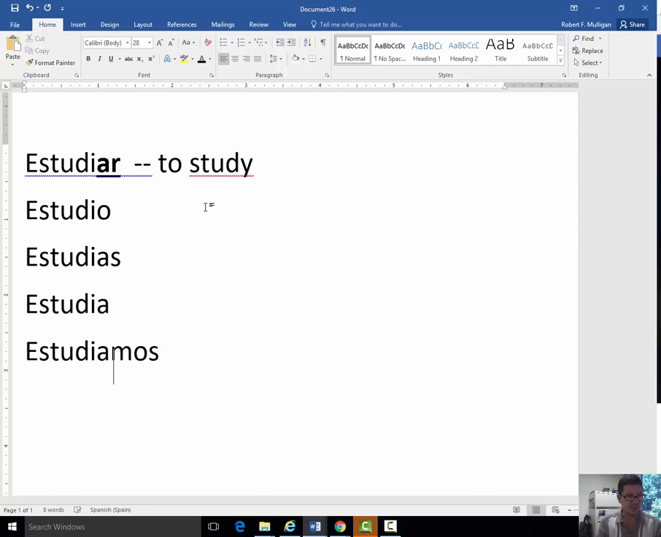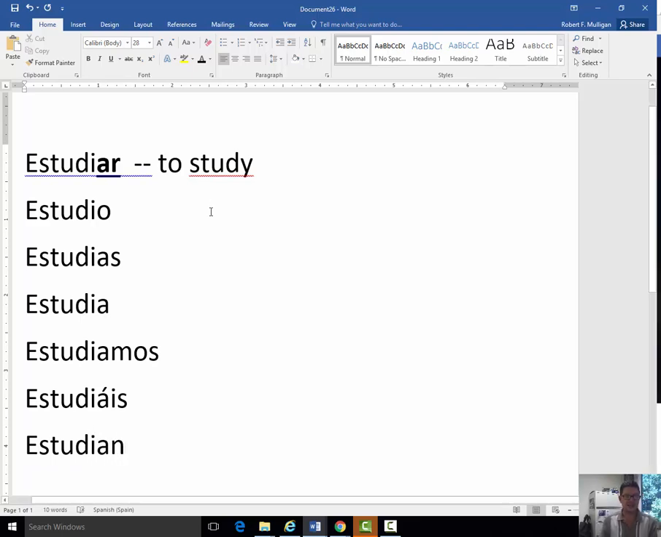Estudiamos. We study. Estudiáis. Y'all study. Estudian. They study. So there's the system. Now it's going to be a question of practice and memorization. You only have 6 different conjugations to learn right now. Learn them. Know them. All right?